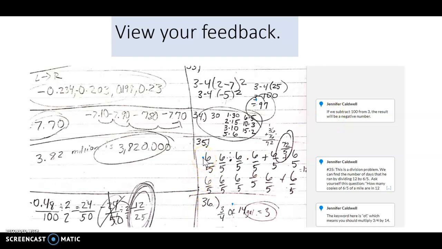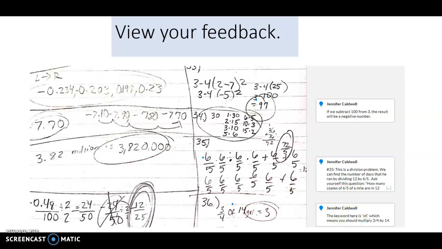Right here, I pinpointed their repeated addition of 6/5, and I explained to them how they could have used division to solve the problem. And then also right here, I pinpointed the 3/4 of 14 gallons, how they should have figured out the number of gallons in the tank.